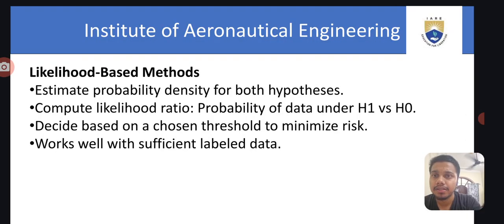Likelihood-based methods estimate the probability density for both hypotheses, compute the likelihood ratio, the probability of data under H1 versus H0, and decide based on a chosen threshold to minimize risk. This works well with sufficient labeled data.